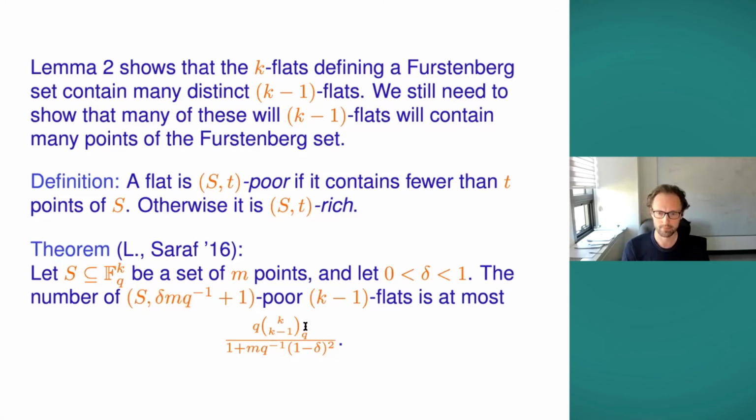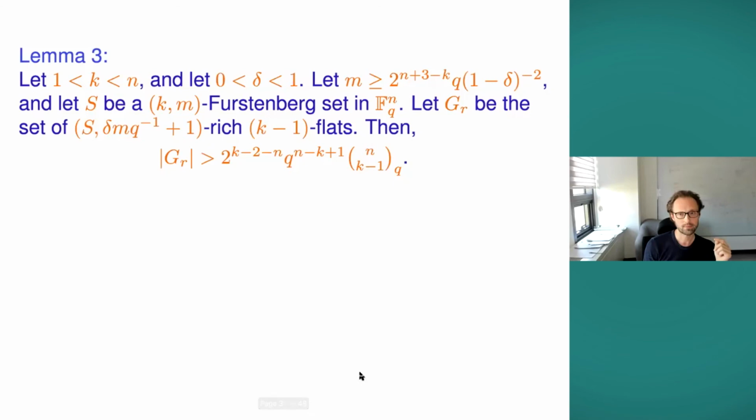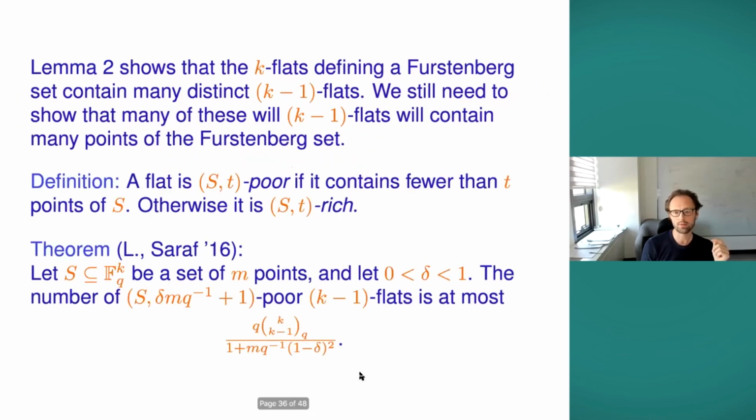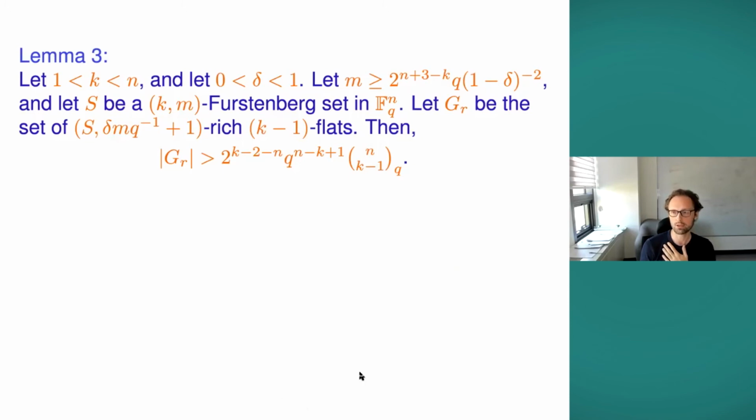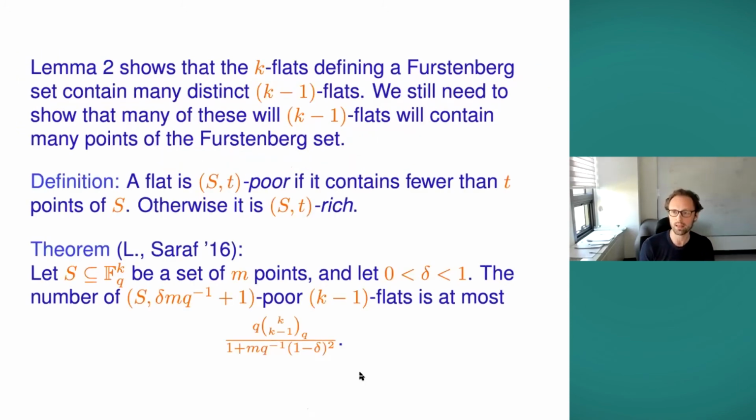And what's on top is the total number of k-1 flats, and what's on the bottom is a fraction that typically is going to be not much larger than 1. So if we choose delta fairly small, we're going to get that most of the flats are not poor, and if we take delta fairly large, then we're going to get that most of the flats are poor.